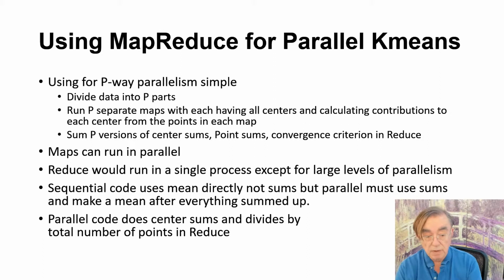The maps can run trivially in parallel. The reduce is a very simple reduce. It can run in a single process unless you have huge levels of parallelism. The sequential code can use the mean directly, but the parallel version must use sums and make a mean after everything's summed up. And then we divide by the total number of points in the reduction phase.